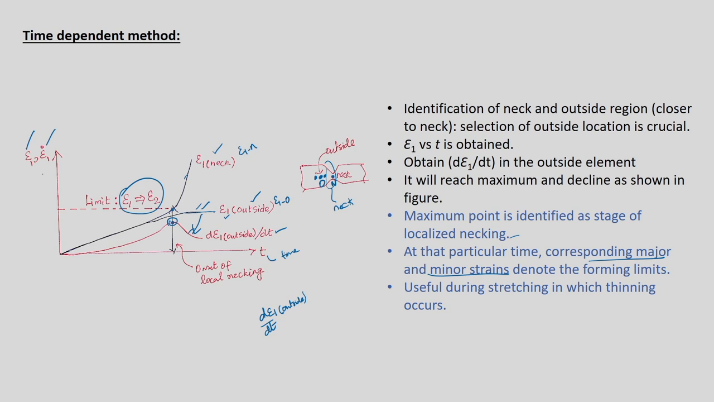To keep it a little more conservative, you can choose the outside region as the reference, and you can get epsilon 1 star and epsilon 2 star. This diagram gives you only the variation in major strain and major strain rate, but if you know the stage at which you pick epsilon 1 and call it epsilon 1 star, at the same stage you can get epsilon 2 star for that location. To keep it more conservative, it is better to use the outside region as the location for evaluation.